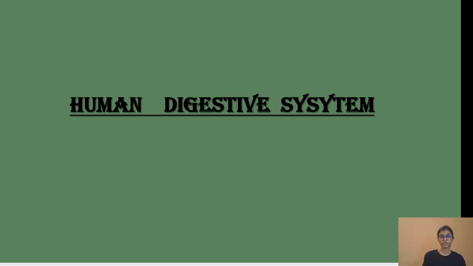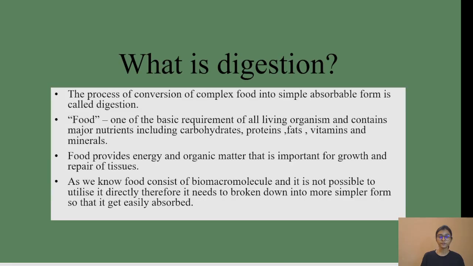In human physiology, when we study the different physiological systems of the human body, digestive is the first one. So in this video, we are going to discuss the human digestive system, what organ systems are involved in it, and how the process of digestion takes place in the human body. So first of all, what is digestion? What is the process of digestion?